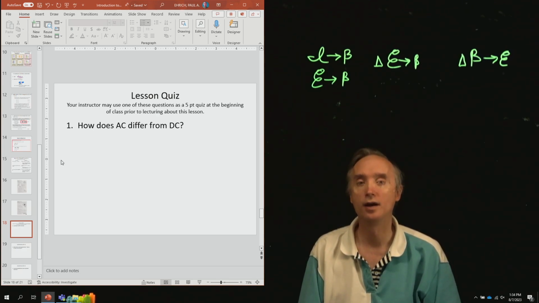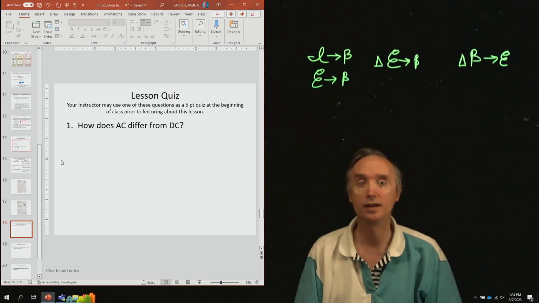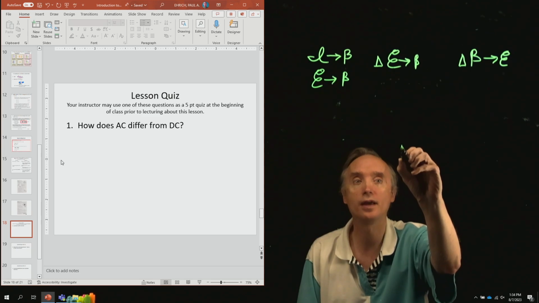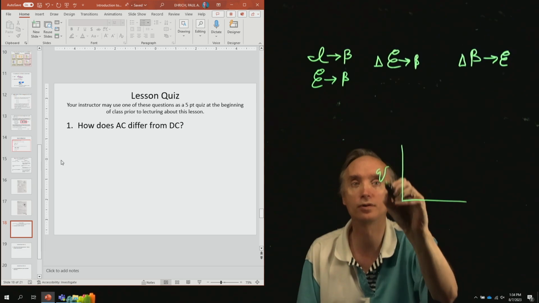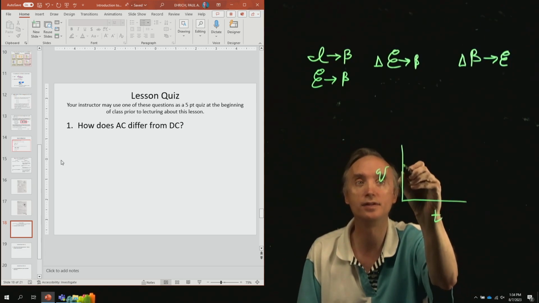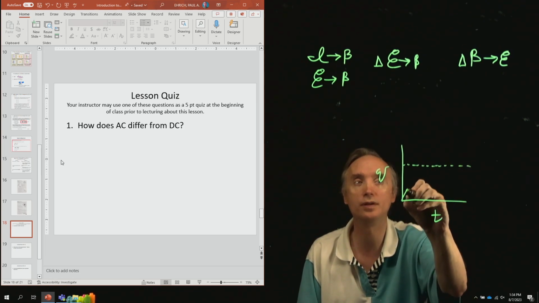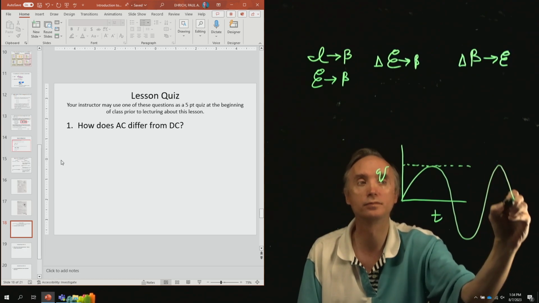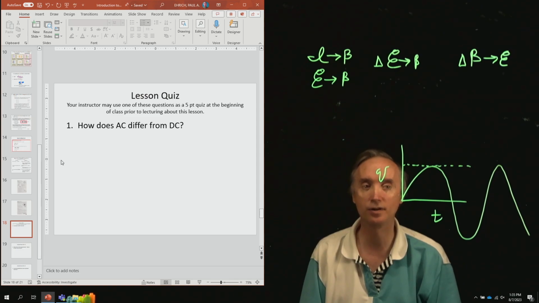Question number 1. How does AC differ from DC? AC stands for alternating current, DC for direct current. If you were to make a picture of either the voltage or the current as a function of time, then DC is going to be constant, and AC is going to be alternating, like that. Another thing was that DC current is made by batteries, whereas AC is going to be made by generators.